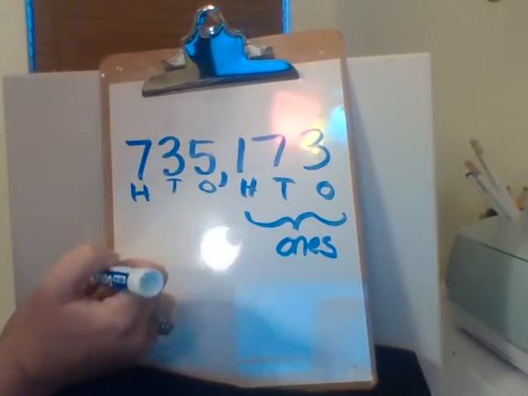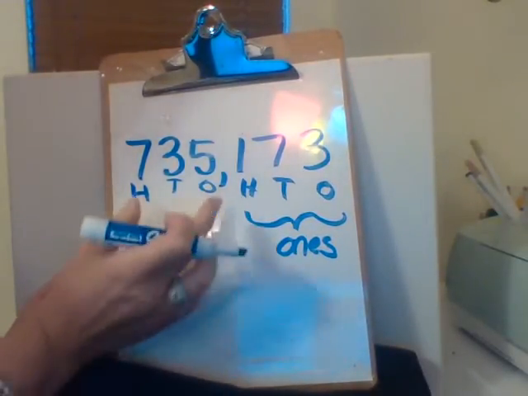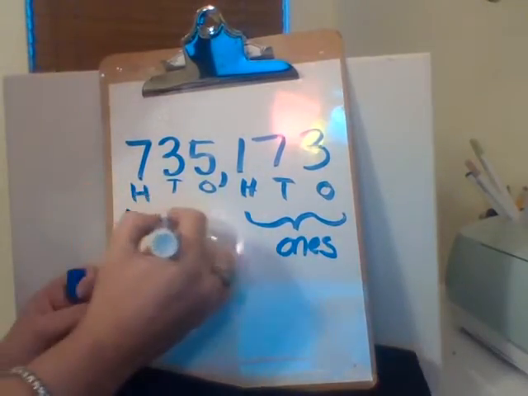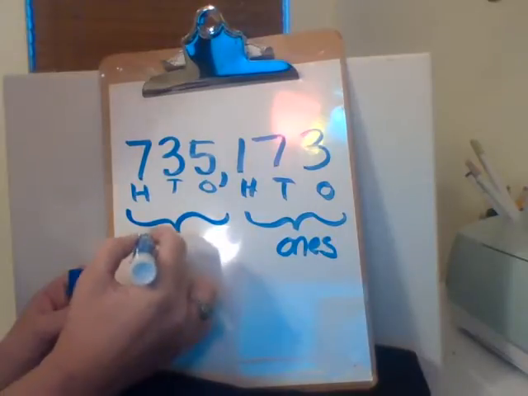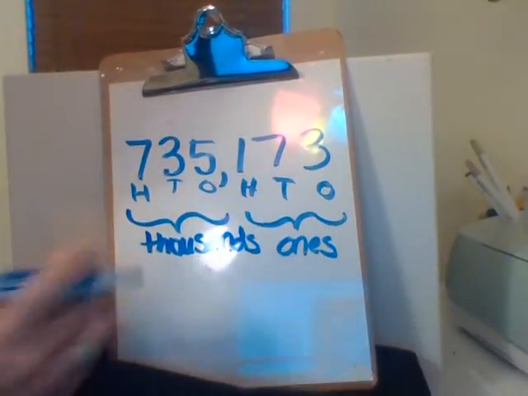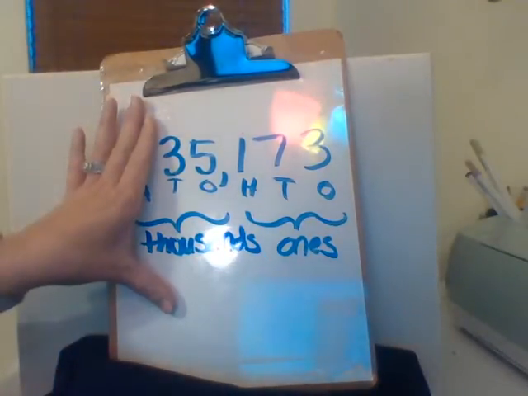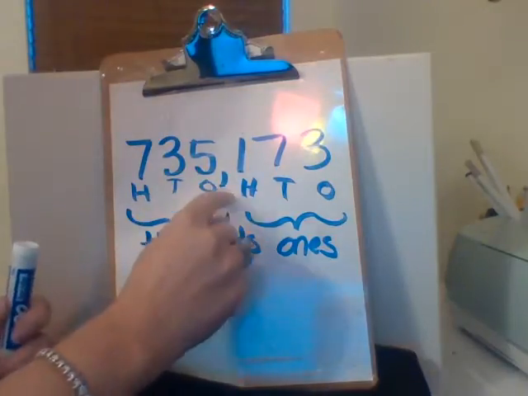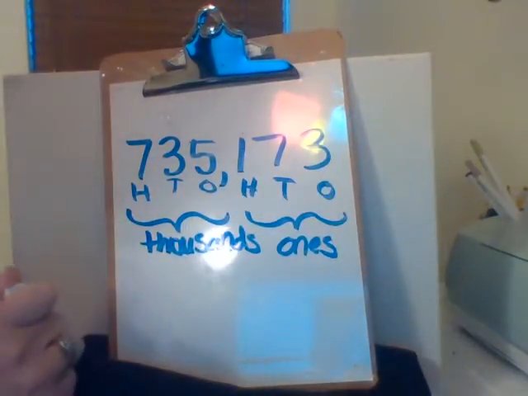So again, just like in one of my previous videos, every single period of numbers has ones, tens, hundreds. It's just that the periods are named something different. This is the thousands period. I could have cut that off. It still does count, but I just wanted you to see the pattern there. So 735,173 is how you say this number.